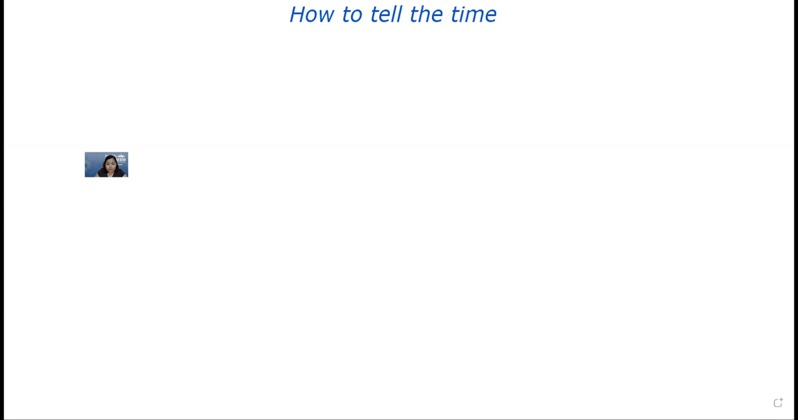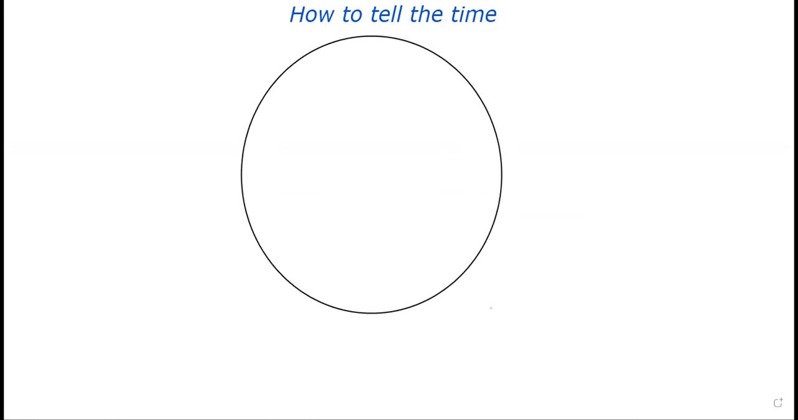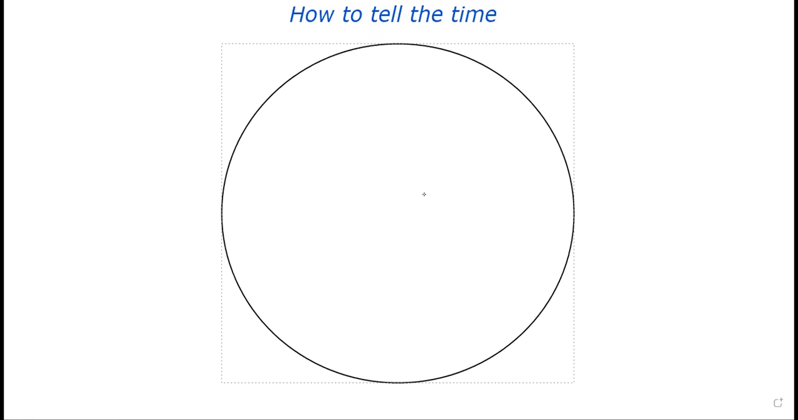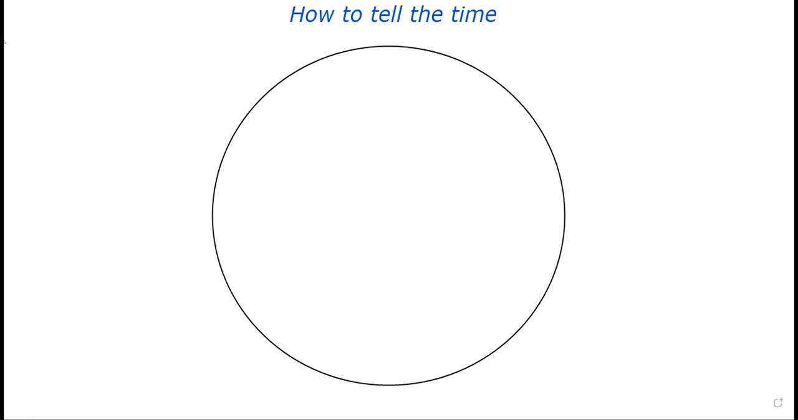Creo que todos sabemos cómo decir la hora en español, ¿verdad? ¿Sí? ¿El reloj antiguito? ¿No lo podemos? Yes. Yes. Okay, espero que sí. Now, if not, si no se lo pueden o lo van a aprender, no se preocupen. So we have here a clock. We're gonna make a clock today, right?